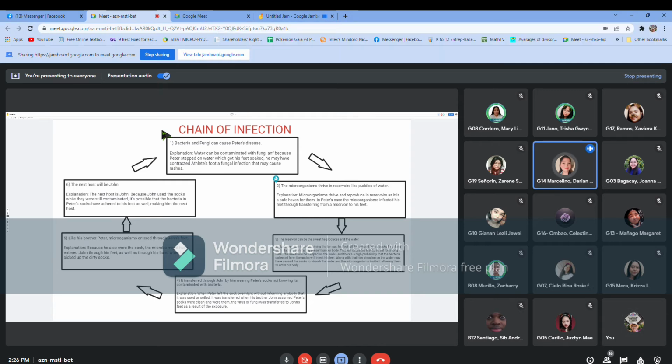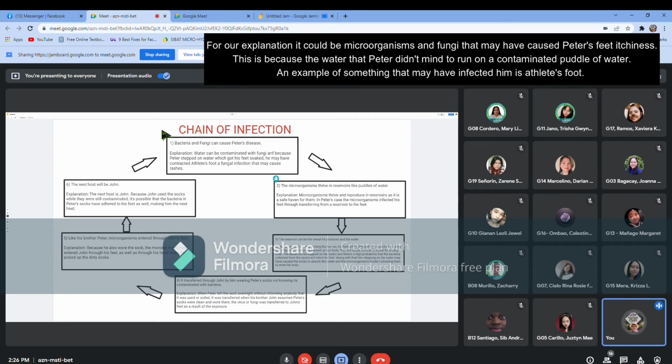Bacteria and fungi can cause Peter's disease. Water can be contaminated with fungi, and because Peter stepped on water which got his feet soaked, he may have contracted at his foot a fungal infection that may cause rashes.